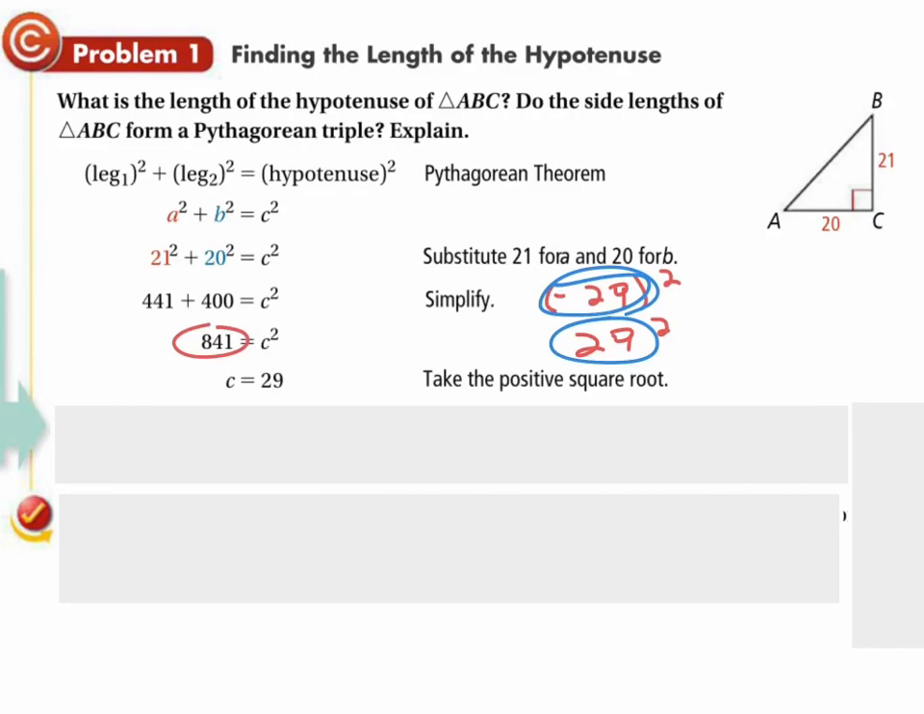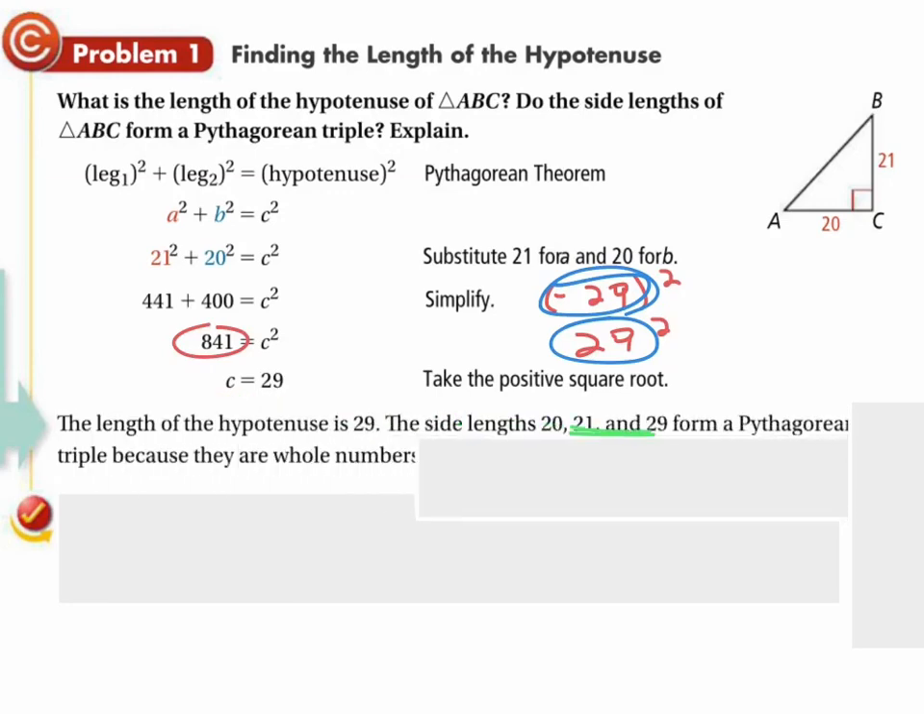Now, it's asking us a question, is this a Pythagorean triple? Well, did we get a whole number? We had whole numbers for the legs. Did we have a whole number for the length of the hypotenuse when we calculated it out? And as you can see here, we did get a whole number. So we have as an answer, the length of the hypotenuse is 29. So we have side lengths 20, 21, and 29. They form a Pythagorean triple because they are whole numbers that satisfy a squared plus b squared equals c squared. Hopefully that makes sense to you.